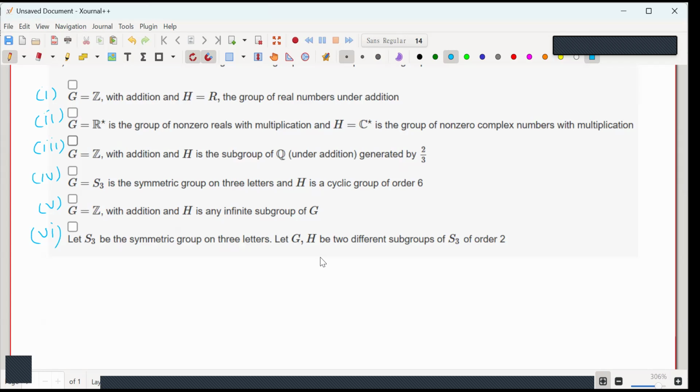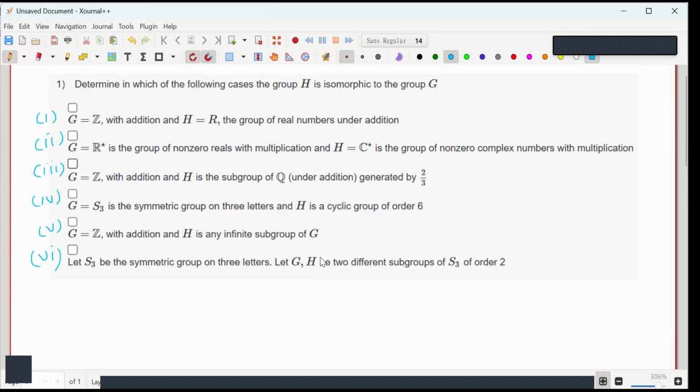No, sir. Okay, what's the reason? R is uncountable and Z is countable, so there can't exist a bijection. Yes, so there can't exist a bijection. So definitely they are not going to be isomorphic.